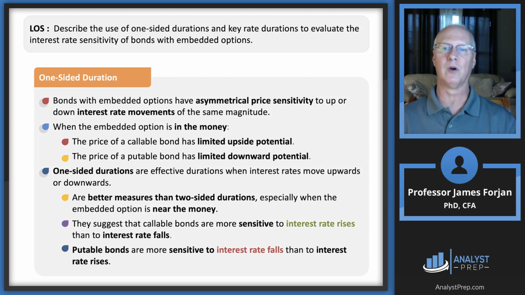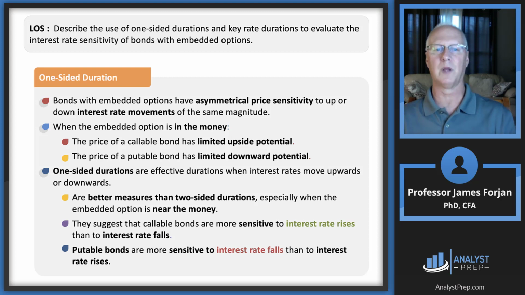I've mentioned the word asymmetry a couple of times in the readings. Look at the second teardrop point. This explains it here. When we're in the money, the price of the callable bond has limited upside potential, right? We just talked about that. The price of the putable bond has limited downward potential. All right, so that makes sense.